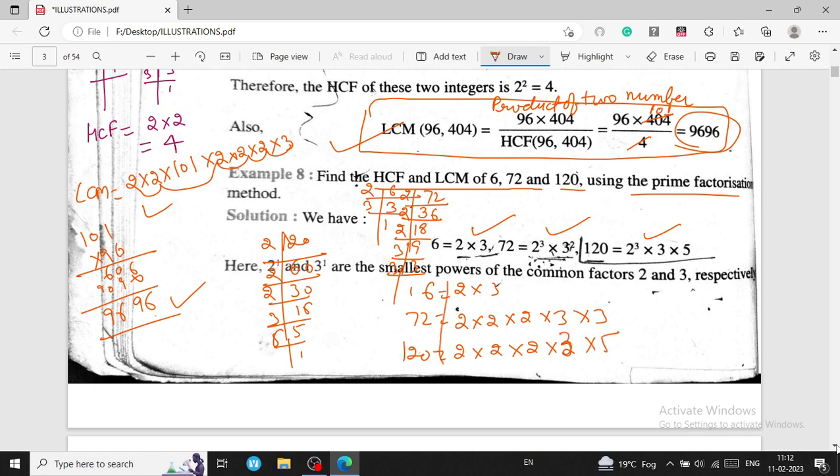Now take the common factors out of these three numbers, that is 2 and another common value, that is 3, and you can find the HCF, that is 6. Now how to calculate LCM? For calculating LCM, we can use this method. This is a very easy method.